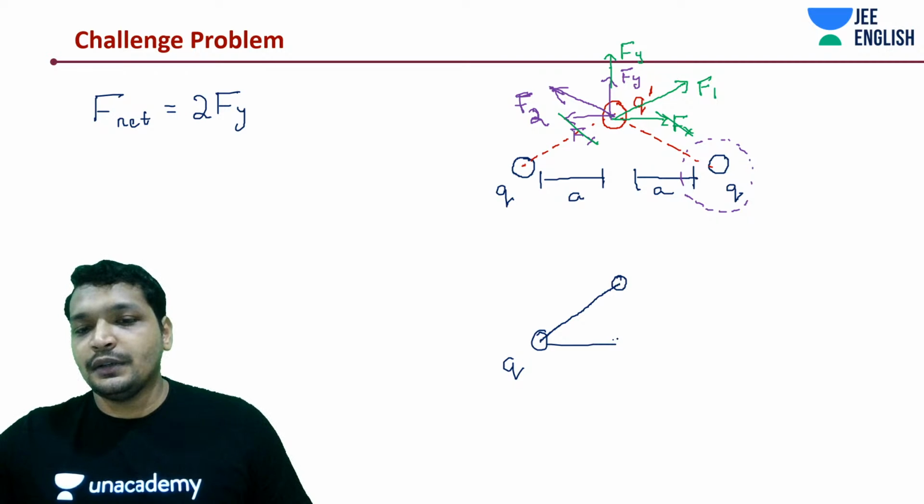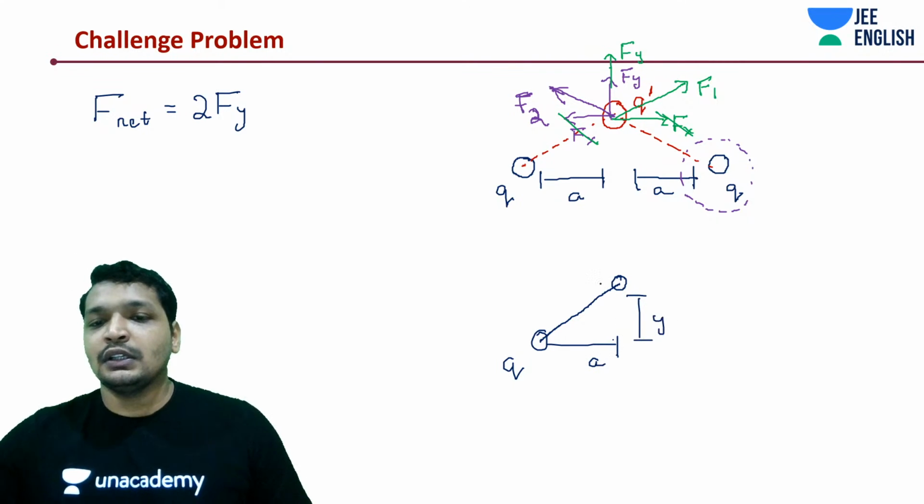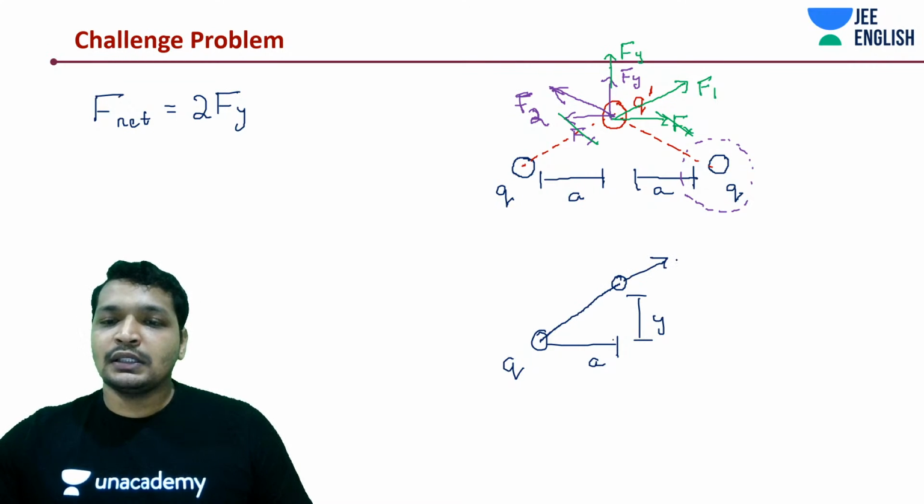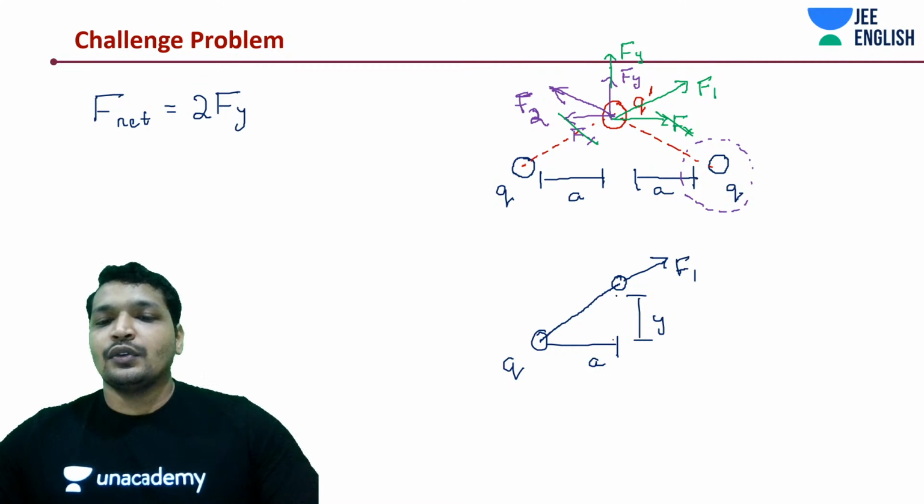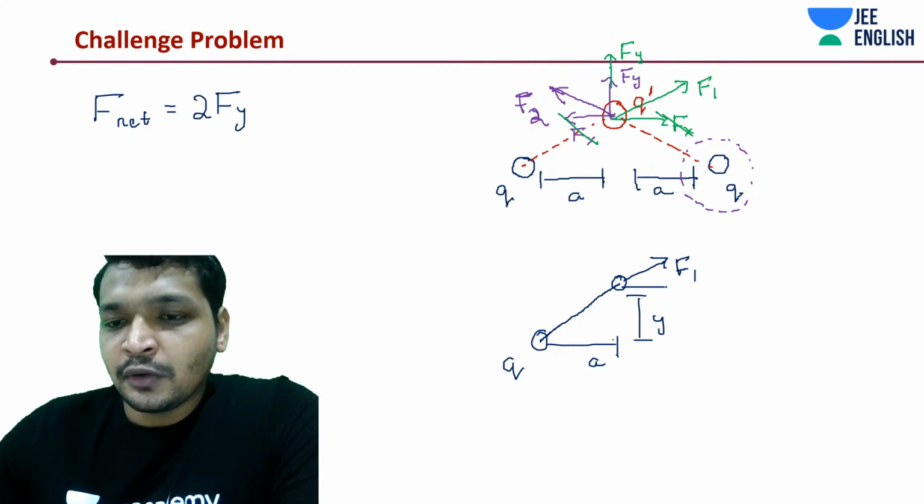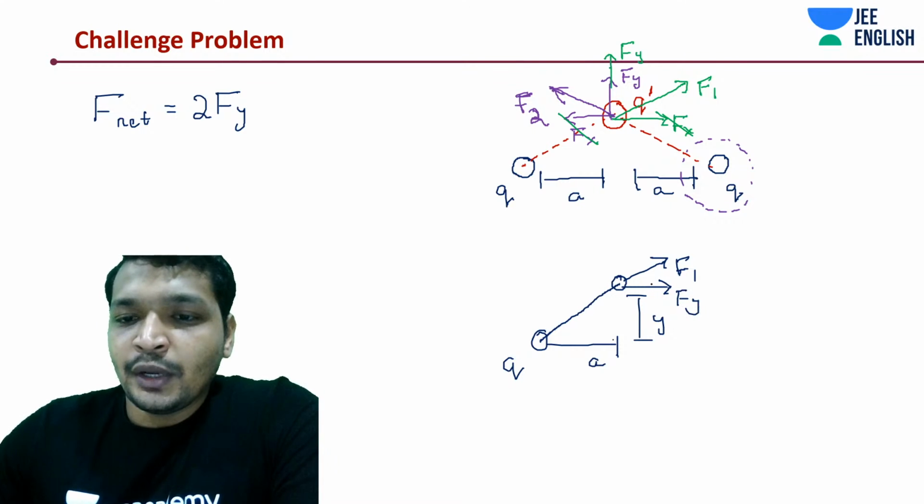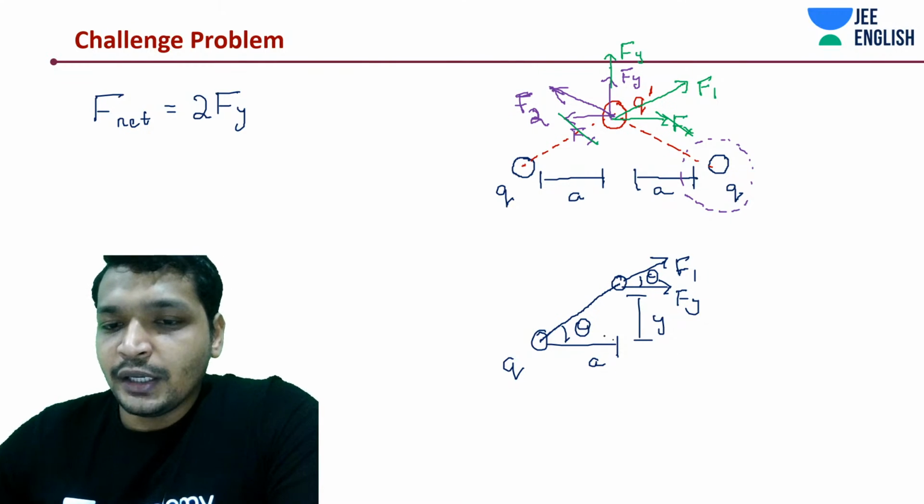This is A. How much is this? This is Y. I'm just drawing half of it. And the force would have been something like F1. We only need the Fy part of it. Fy, how much is this? This is theta. This is also theta. So Fy is going to be F dash cos theta.